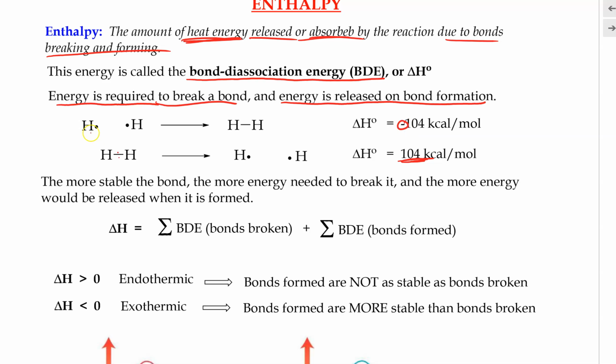What this means is, as the bond between the two hydrogens is being produced, this is how much energy is being released. And if we already have this bond and now we want to break it, it will require the same amount of energy to produce these two radicals. And the more stable the bond, the more energy would be needed to break it, and also the more energy would be released when it is formed.